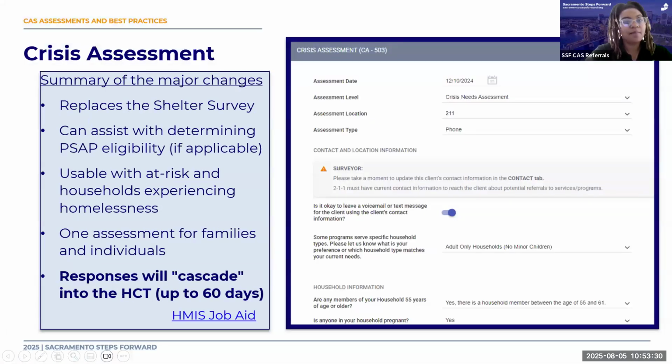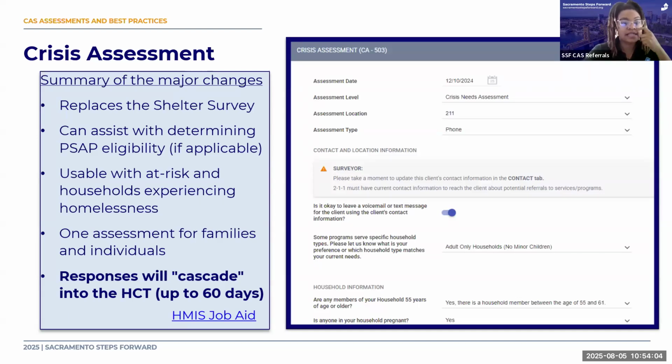Okay, so now we're going to talk about each assessment. The first one we have is a crisis assessment. Simply, this replaces the shelter survey that we used to have. Now we have this. So this can assist with determining PSAP's eligibility if that's something that your client wants to move forward with. Usable with at-risk and households experiencing homelessness, so we can capture all of those populations. And then one assessment for families and individuals. So before there used to be 2 assessments, now there's only 1 assessment.